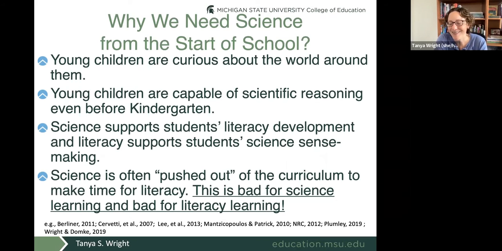The biggest challenge, probably, you all have heard Nell talk about this and me talk about this many times before, is that science is often pushed out of the curriculum to make time for literacy. And not to beat around the bush, there's that underlined line right there. This is really bad for science learning, because if kids don't have science learning, they're not going to do science, right? And bad for literacy learning, because of course, science knowledge supports kids' comprehension, but also, as we're going to talk about today, there's lots of other opportunities for literacy learning that are part of what kids are going to be up to as they're doing science.